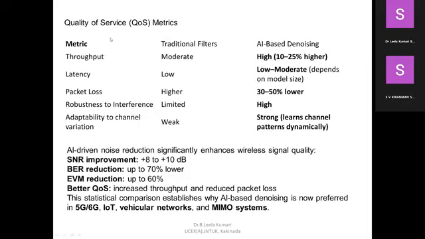So here the quality of service metrics are throughput, latency, packet loss, robustness to interference, and adaptability to channel variation. In AI-based denoising, they show better results when compared to the traditional filters. At least 10 to 25% higher throughput, and latency is low to moderate because it depends on the model size, right? And packet loss is reduced by 30 to 50%, robustness is high, and adaptability is strong. These are the advantages of AI-based denoising.